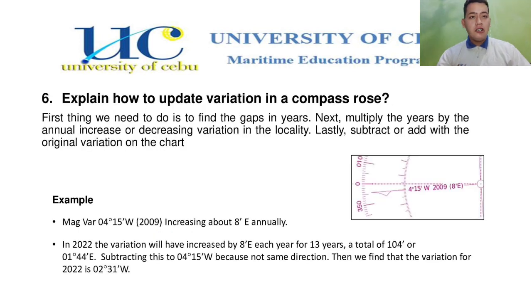And finally, for question number 6, explain how to update variation in a compass rose. We're going to use this example that was also given during the class. We have a magnetic variation of 04 degrees 15 minutes west in 2009, increasing about 8 minutes annually.